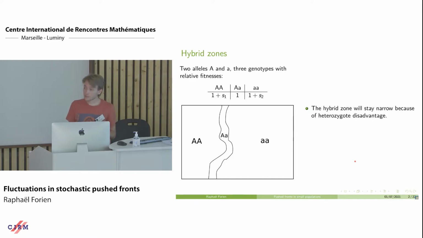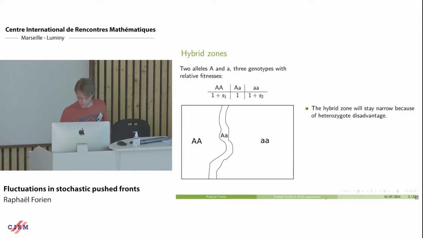And so what you expect to see in these situations is to have separated regions where you have mostly little a individuals and other regions where you have capital A individuals. And at the border between these regions, you will see some heterozygous individuals just because of Mendelian segregation. But you won't see very many of them because they're less fit. And so the contact zone should stay narrow due to selection.